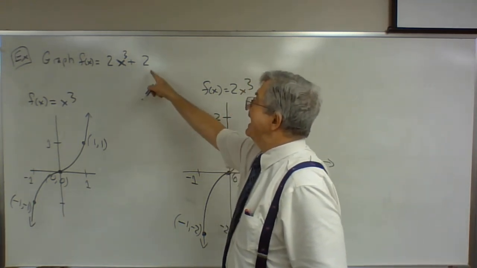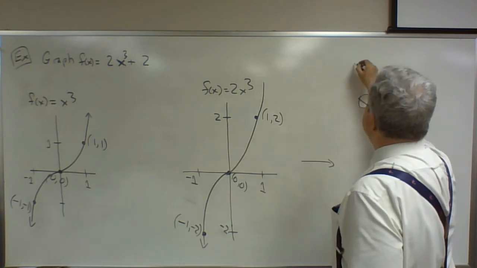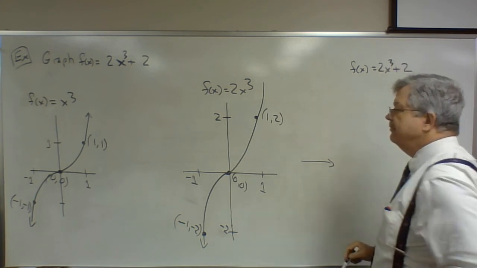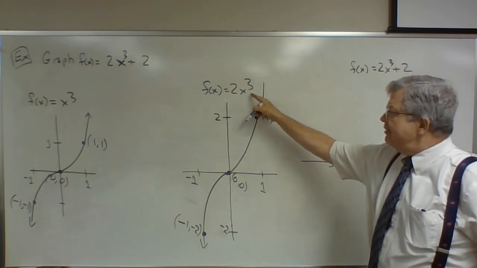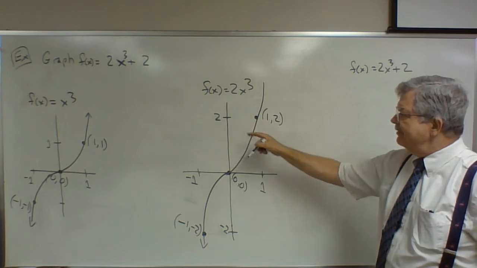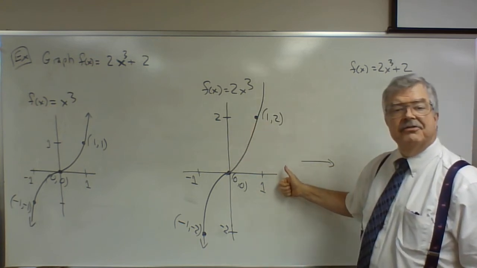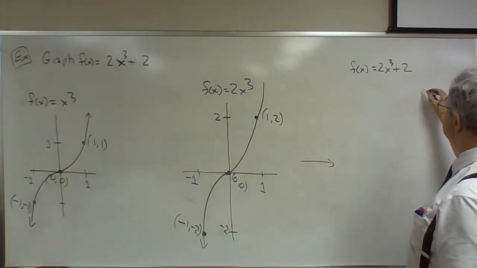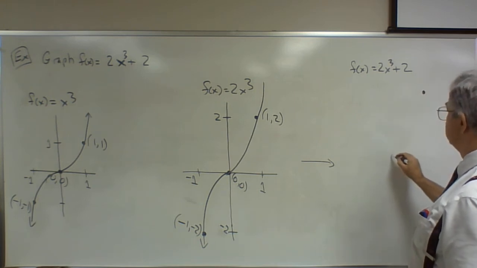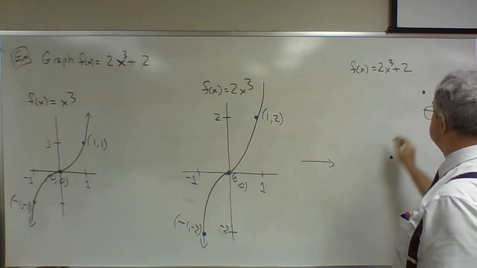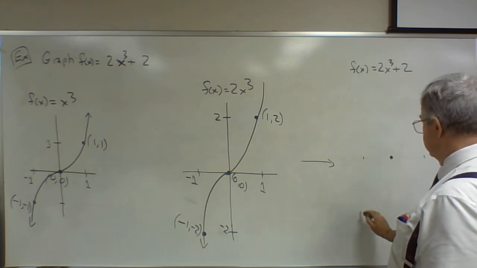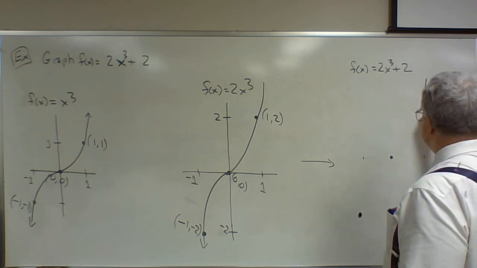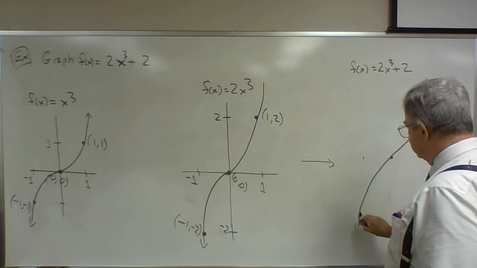And now we're ready for our final product. Add 2. f of x equals 2x cubed plus 2. How does adding 2 to the y value affect the graph of this function? Doesn't it just send everything up 2 units vertically? So I'll tell you what. I'm going to draw points. The graph isn't going to change shape. It's just going to move vertically.